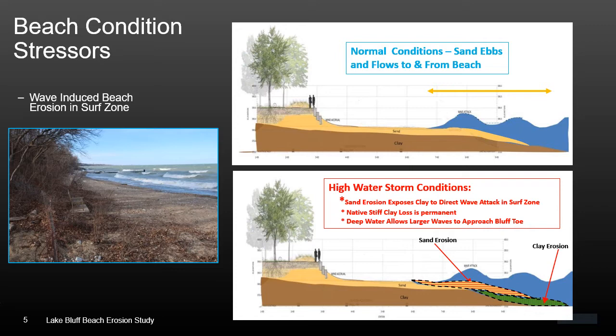The lower slide shows a storm condition. During this condition, a good portion of the sand can be lost offshore. And the wave action, which is more intense, can then erode the underlying native clay materials. These are very stiff clay materials when in place by nature, having been compressed by the glaciers. But once they erode, they break down into very small particles that float offshore. And as a result, you lose the underlying support for the sand layers above, and essentially you lose a significant portion of your beach. And this is how the erosion can progress.